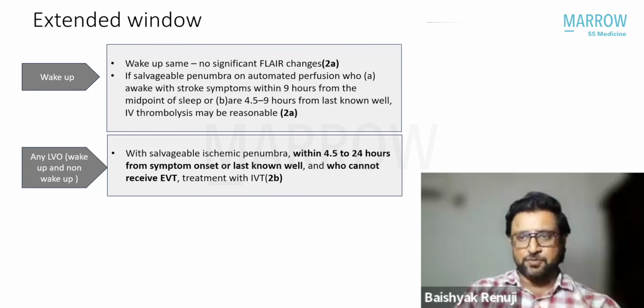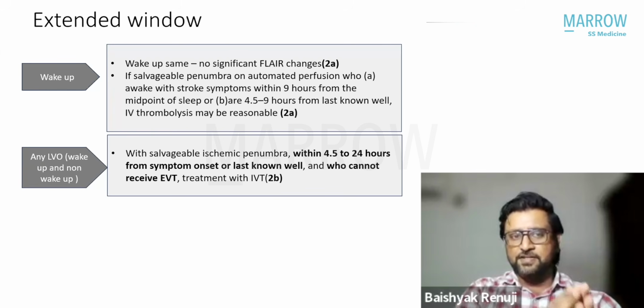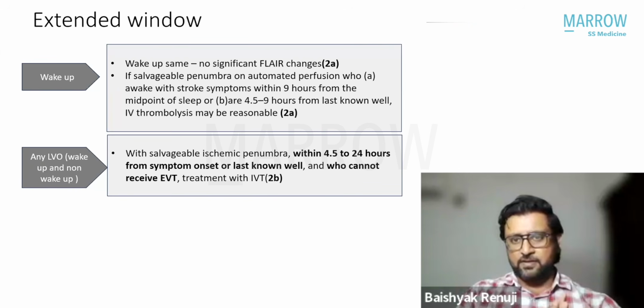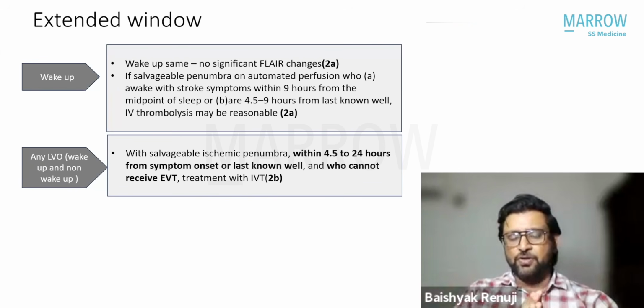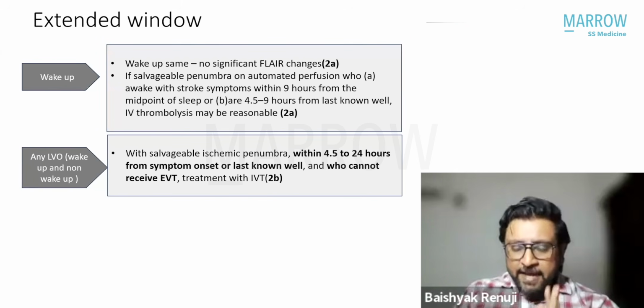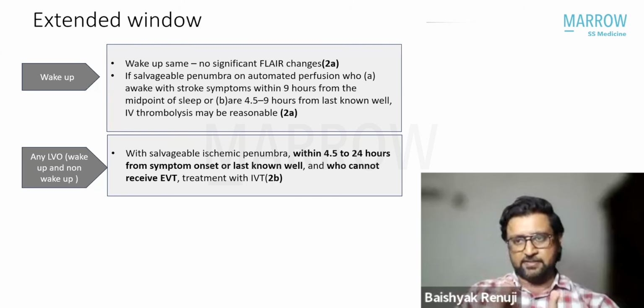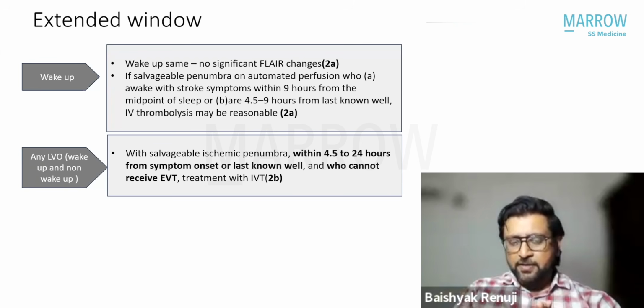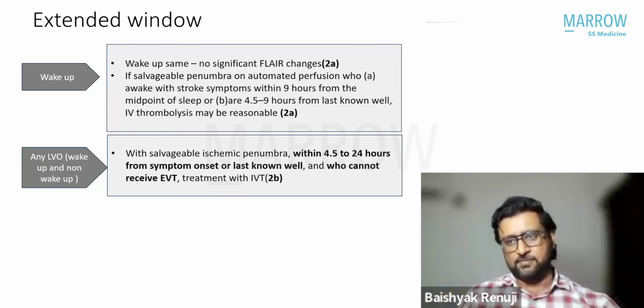Now the third scenario is a non-wake-up stroke. Non-wake-up stroke, if it is LVO and the patient cannot be taken for EVT, after 4.5 hours, in the extended window, then you can offer lysis with higher risk. The risk is slightly higher, not very high, and it is 2B evidence. Basically, anyone who presents outside 4.5 hours with a non-wake-up stroke, only LVO can be offered lysis. If it is not an LVO, there is no option of lysis.